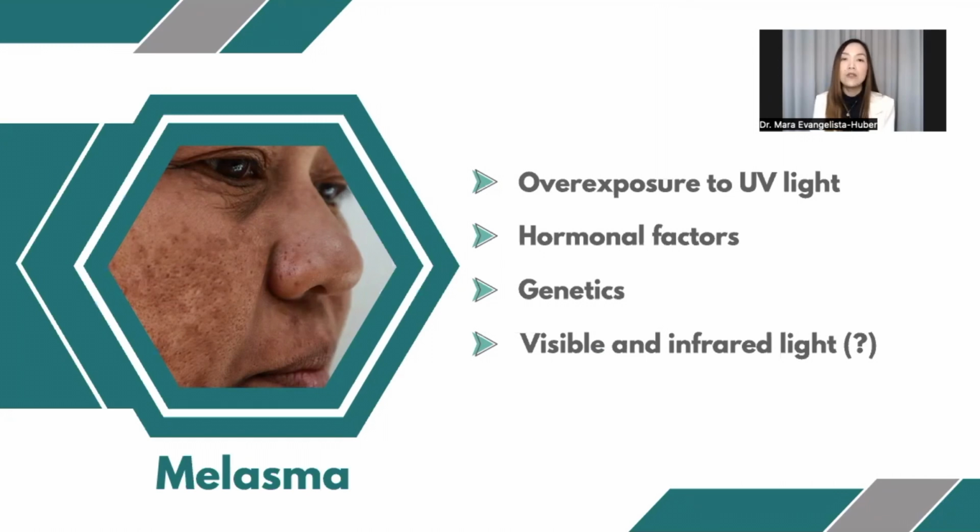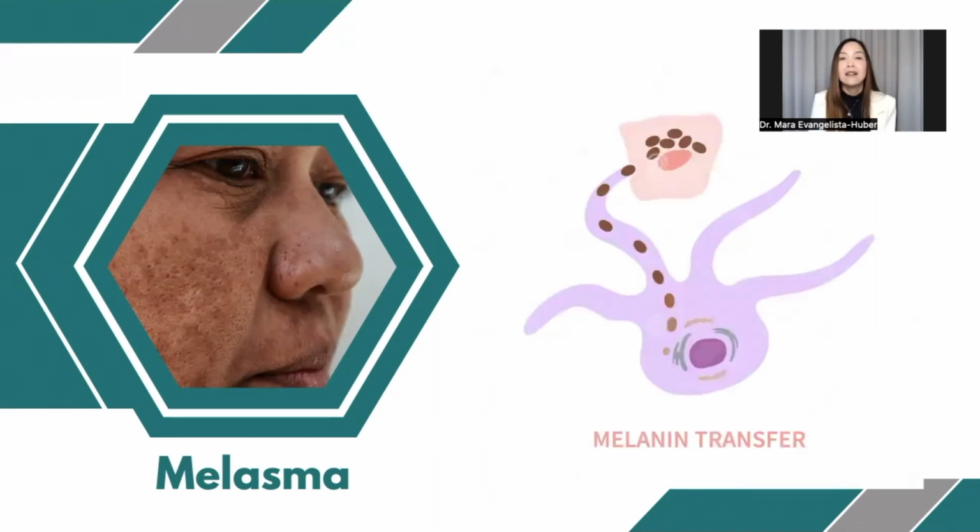So it is believed that overexposure to ultraviolet light, hormones, genetic factors, and potentially visible and infrared light contribute to the etiopathogenesis of melasma. These factors tell the melanocyte to produce more melanin, and then transfers this to the skin cells called keratinocytes. And these keratinocytes become pigmented, and that's what you see in this photo.